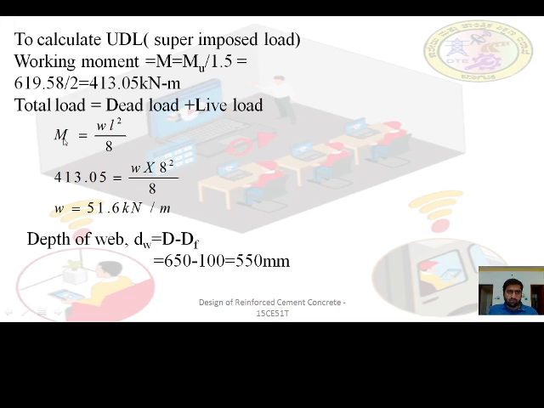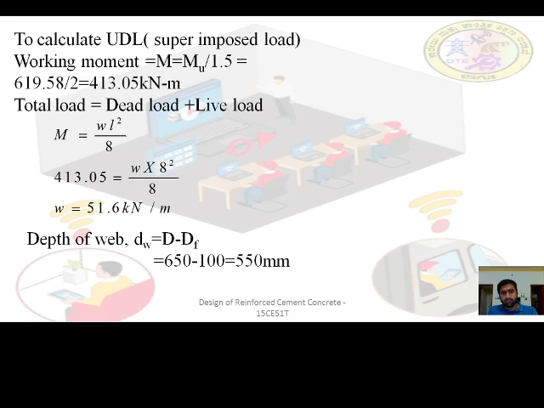So moment is equal to WL square by 8. That one we know because it is a simply supported beam. WL square by 8, L is 8 meters. Since the moment is in kilonewton meter, I am directly writing this, and since I am substituting the moment in meters, I have to substitute the length also in meters. So 8 meters. So I will calculate W. W works out to be this much.